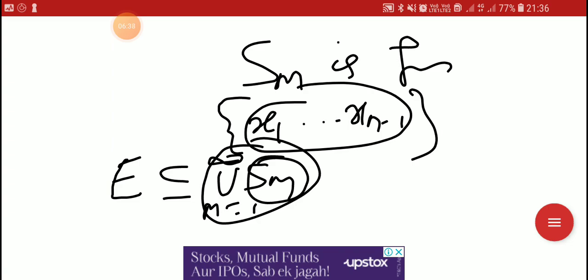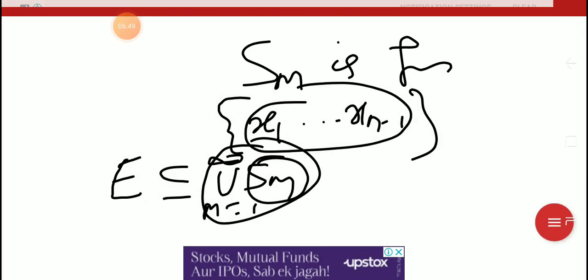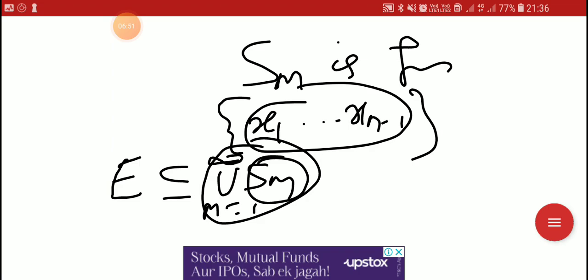What is E? E is the set of all discontinuities of f, hence the result. Similarly, we can prove the result if we consider f monotonic decreasing. Hence the result.